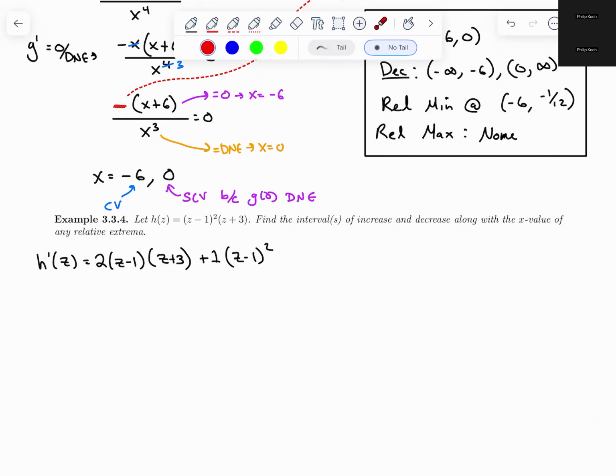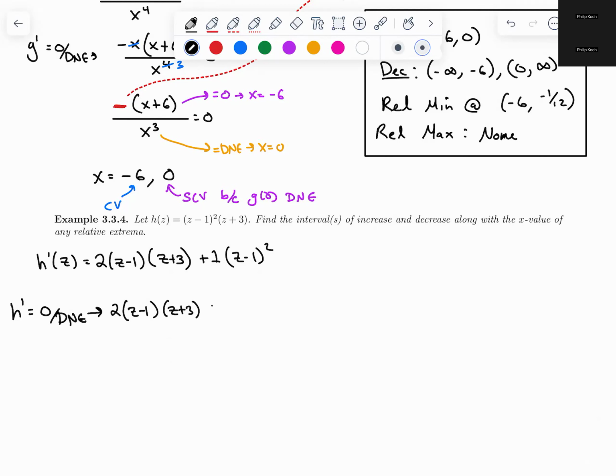And in theory, you could sit down and FOIL this, because what we're going to have to do is make h prime equal to 0 and find out where it doesn't exist as well. So that's 2 times (z minus 1) times (z plus 3) plus (z minus 1) squared equals 0. Now, I think I'm going to change this in the future. I think I'm going to make this better. I'm going to make it (z plus 3) to the 4th power, or something like that, to illustrate something here.